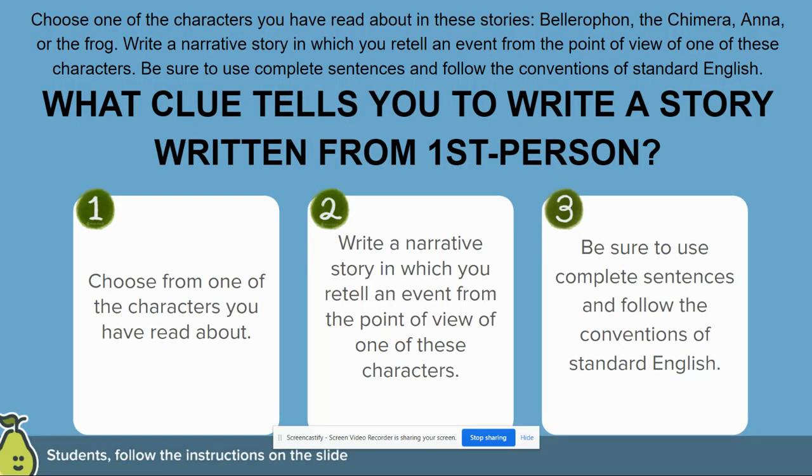What clue tells you to write a story written from first person? So the prompt is written up at top. Did clue number 1 tell you to write a story in first person? Choose from one of the characters you have read about. That doesn't tell me to write a story. Clue number 2, does that tell you to write a story in first person? Write a narrative story in which you retell an event from the point of view of one of these characters. Or was it clue 3? Be sure to use complete sentences and follow the conventions of standard English.